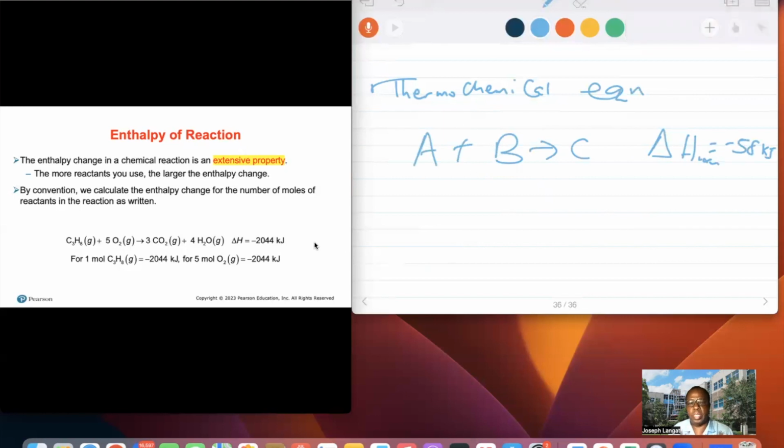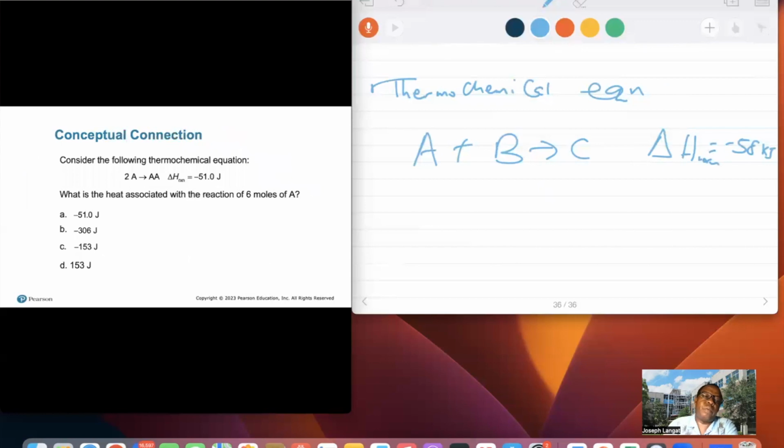And how you read this thermochemical equation is, for every 1 mole of propane, this is propane gas, that reacts with 5 moles of oxygen gas, to produce 3 moles of carbon dioxide and 4 moles of H2O, this is the amount of heat which will be released. If I double this, it will also double. If I reduce, it will reduce, because it's an extensive property. Know how you interpret that enthalpy of reaction.